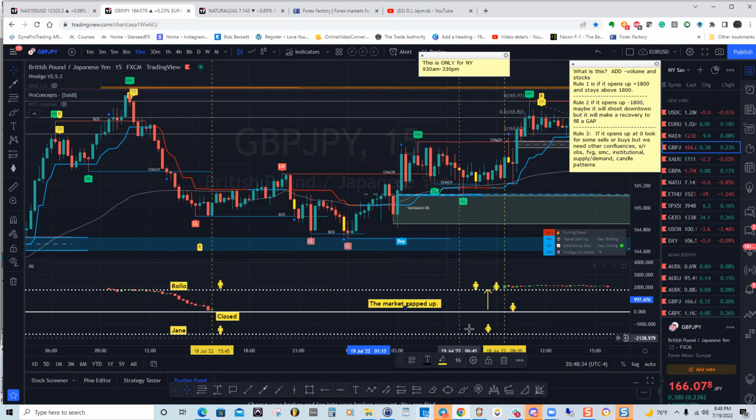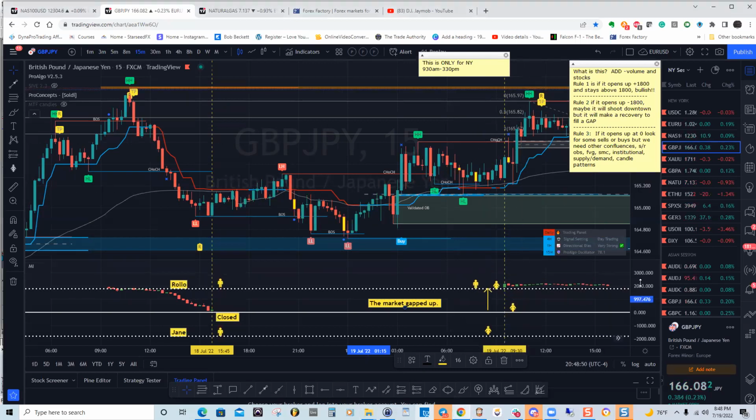Okay. So rule 1 was what? If it opens up above 1800 and stays above 1800, then it's bullish, right? John, when you say it opens and stays, do you mean after the first candle closes when the market opens? Yes. So let's look at that.